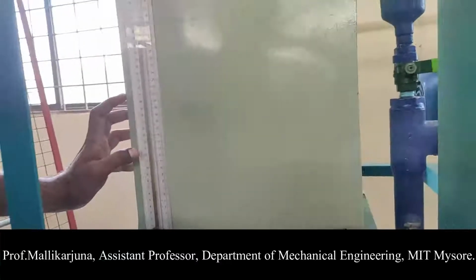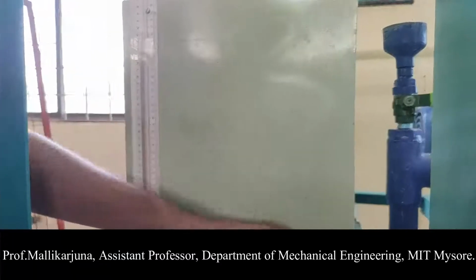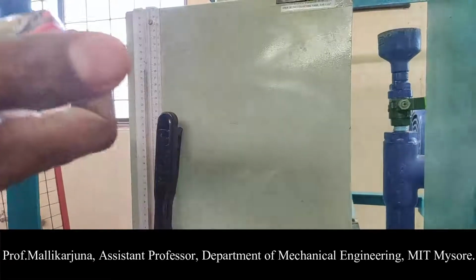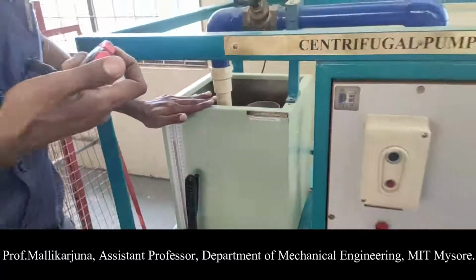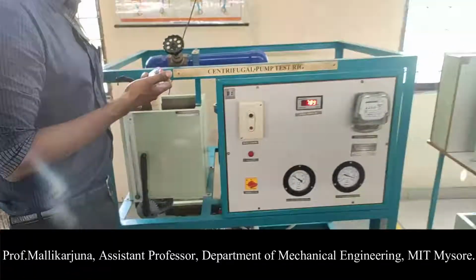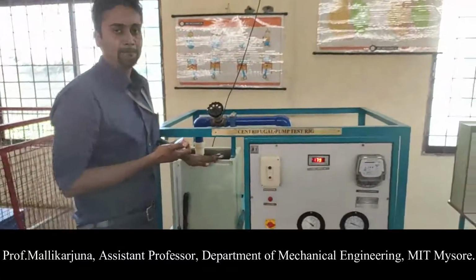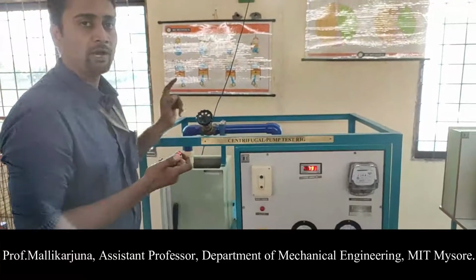So now, for a 10 centimeter rise, I have noted down the time taken for a 10 centimeter rise. So this is how I can calculate the actual discharge that is happening to the pump. So this is what is related to the first trial.